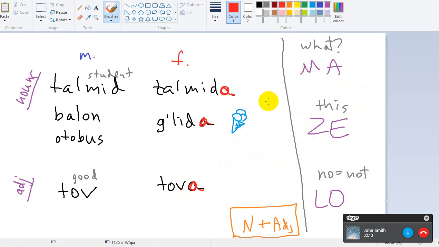How do you say this is a good student? Ze. This is, no is. Ze Talmida Tova. How do you say this is not a good student? Ze lo Talmida Tova.